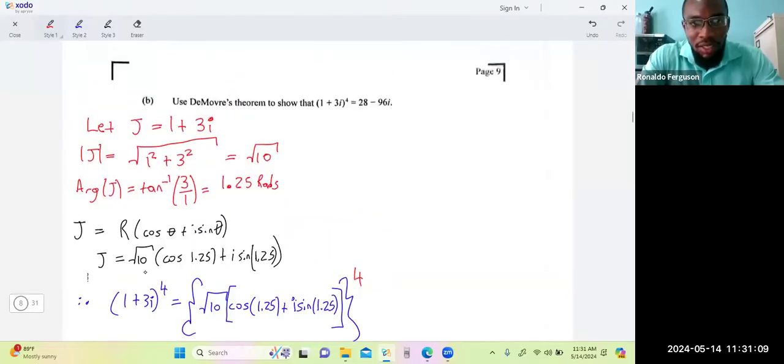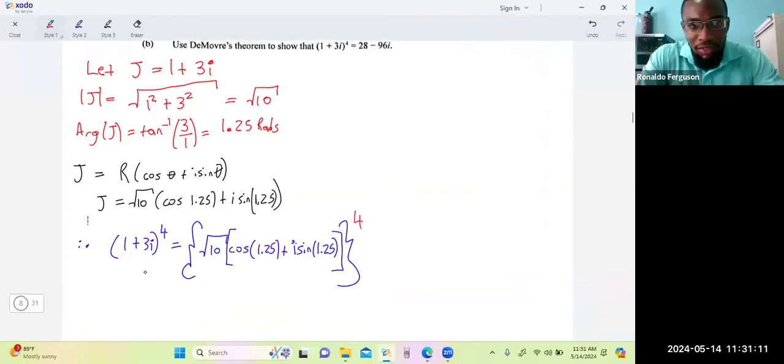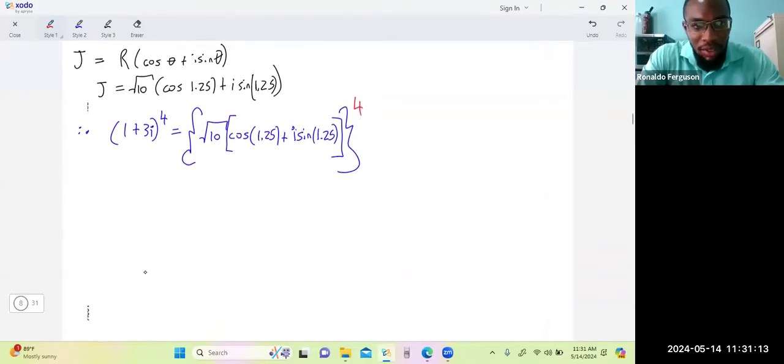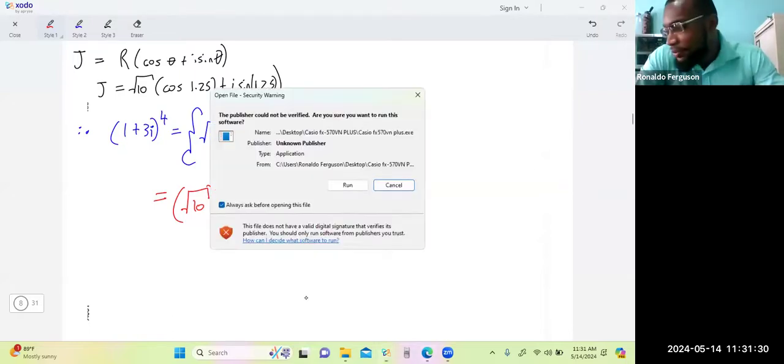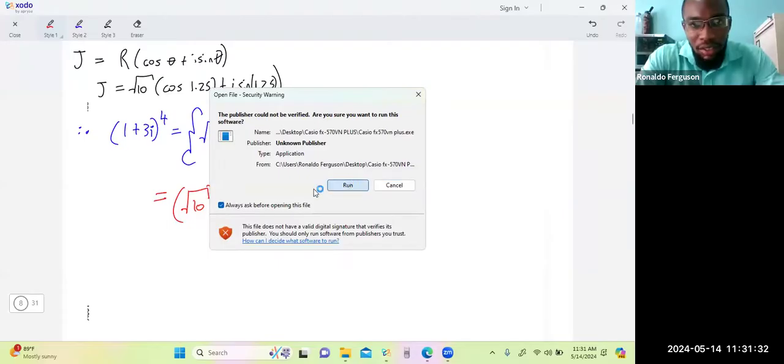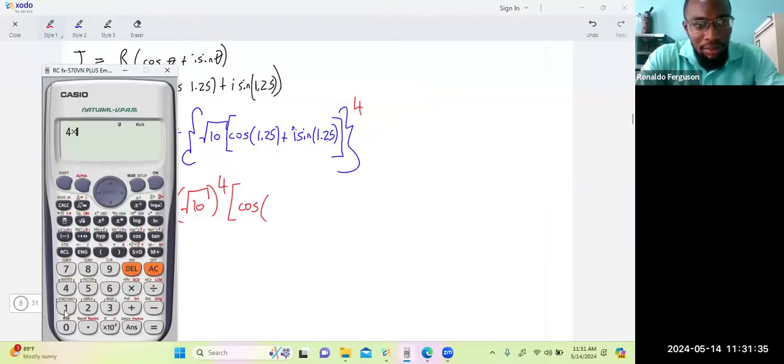But of course, this is De Moivre's theorem. So using De Moivre's theorem, this is now equal to root 10 to the fourth power, and then it becomes cos n theta. So here we're going to have cos 4 times 1.25 radians. All right, so 4 times 1.25. I think it was 1.249, just to be specific.